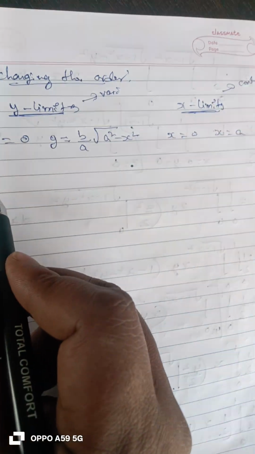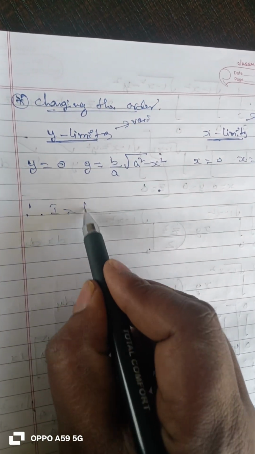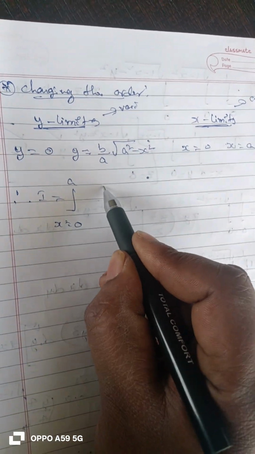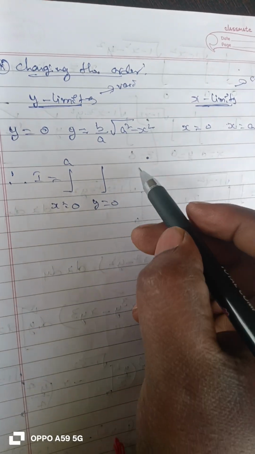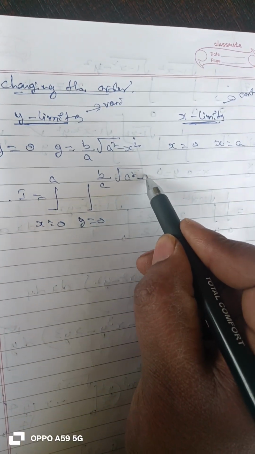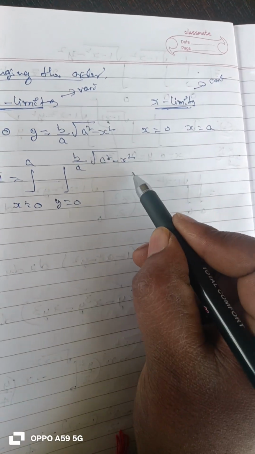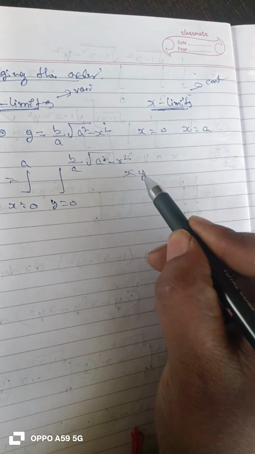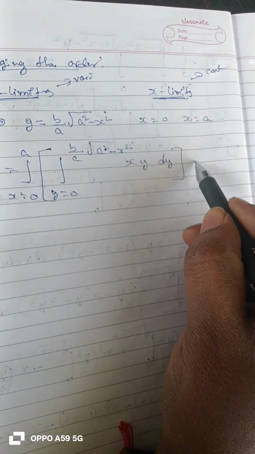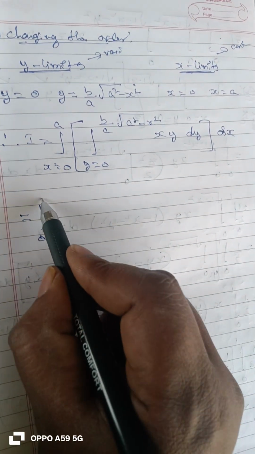Therefore I is equal to, first the constant limit, next the second limit y is equal to 0 to b by a square root of a square minus x square. In this, x and y will be the function. We have written y here, so dy, and this is dx.